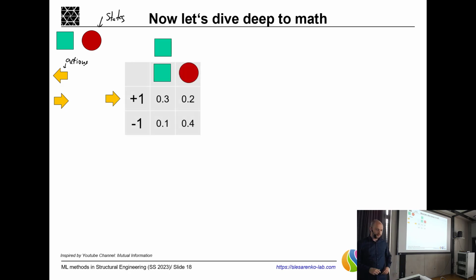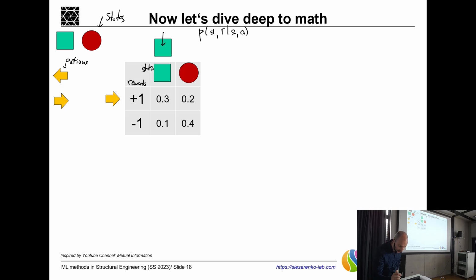Now, what I can provide you is this. Remember, we want to have this P that would be S prime, reward, given S and A. So this is one of the ways I can do that. First of all, let's consider our initial state to be the square. From this square, I can have different rewards, and I can go to different states.